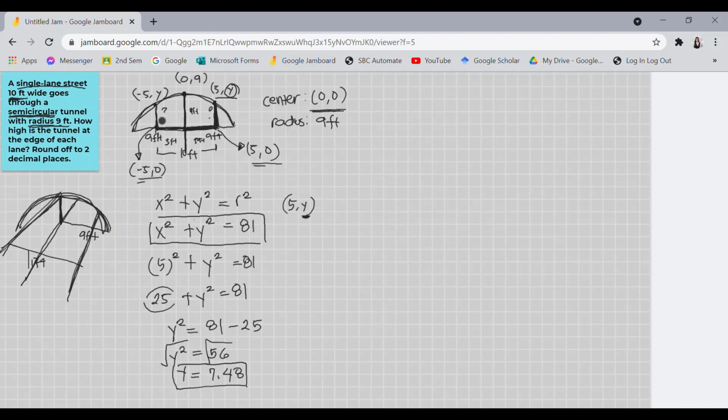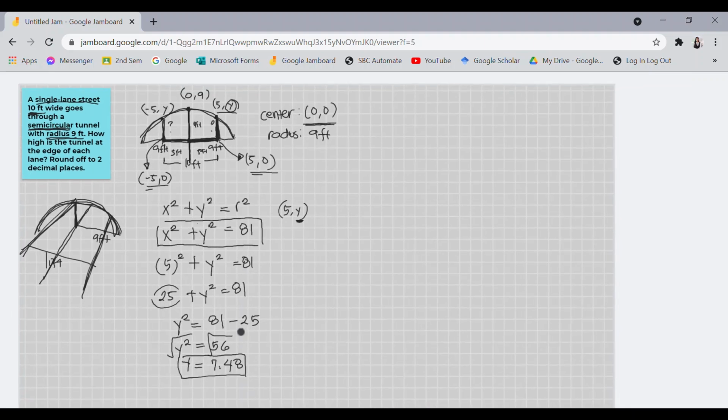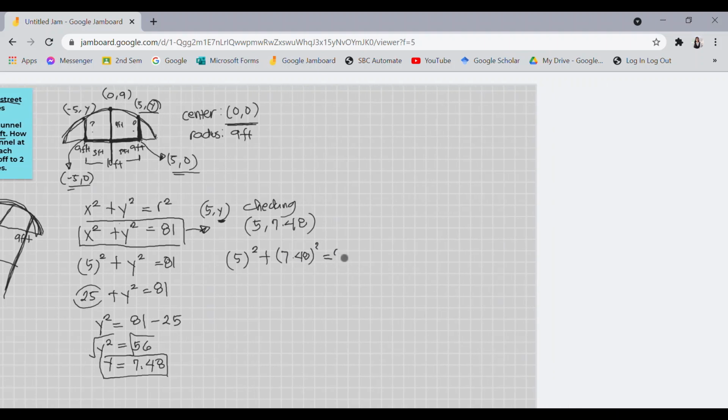Ito siya. Okay? So, to check, we'll check whether it's true. So, para lang i-check kung totoo ba na ang 5, 7.48 is really a part of the circle, we have to substitute it dito sa ating original equation. So, to check whether it's a part really, we have to use the point 5, 7.48. Okay? 5y, ang y mo ay 7.48. So, we have 5 quantity squared plus 7.48 quantity squared is equal to 81.